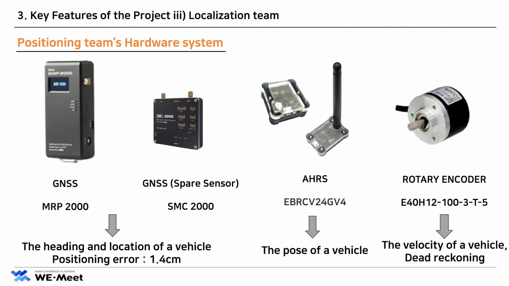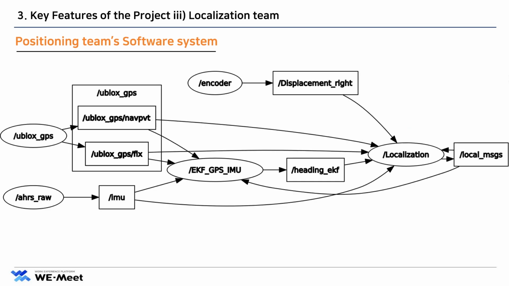Our team achieves this by using a GNSS sensor with a positioning error of less than 1.4 centimeters. Localization also employs sensor fusion with an AHRS sensor and GNSS sensor using an extended Kalman filter to obtain more accurate heading values. The vehicle's speed is determined using rotary encoders, and in areas with weak GPS signals, dead reckoning is utilized to estimate the vehicle's position. The localization team sends the vehicle's position, heading, speed, and other information to the planning and control team using ROS messages.